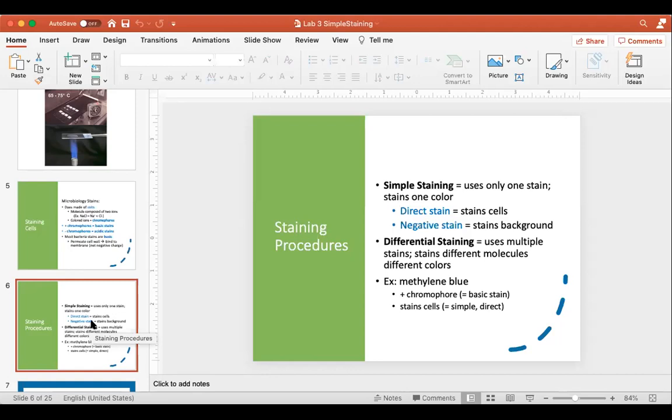So it's a basic stain because it has a positive chromophore in it, a positive colorized ion in it. And it's a direct stain because it stains the cells, not the background.